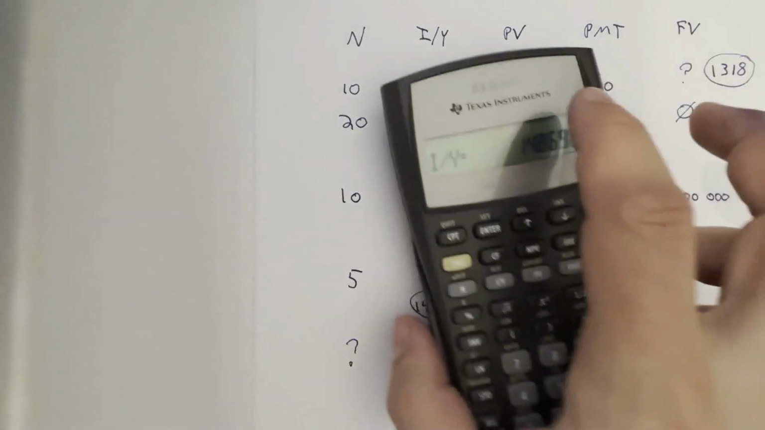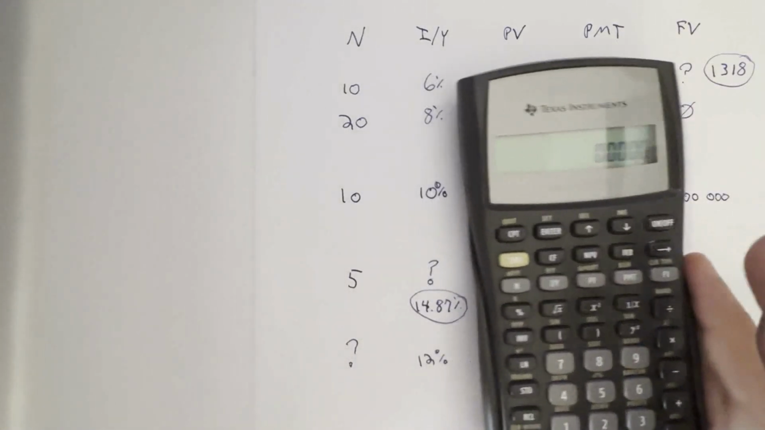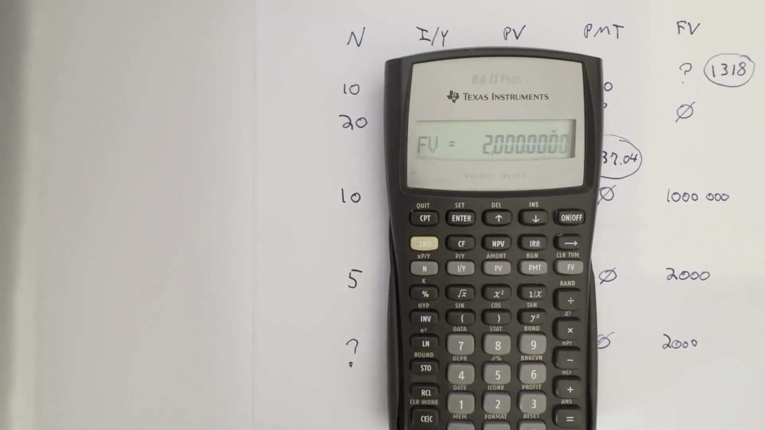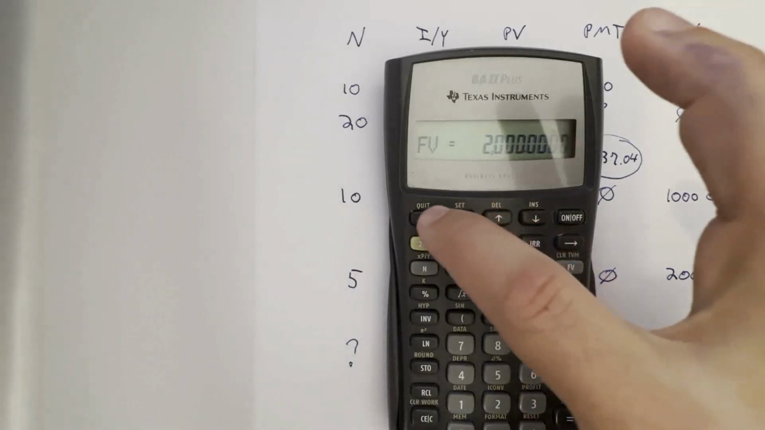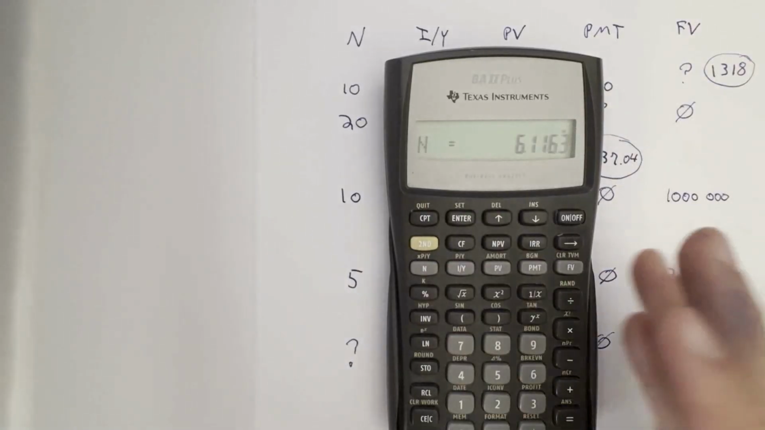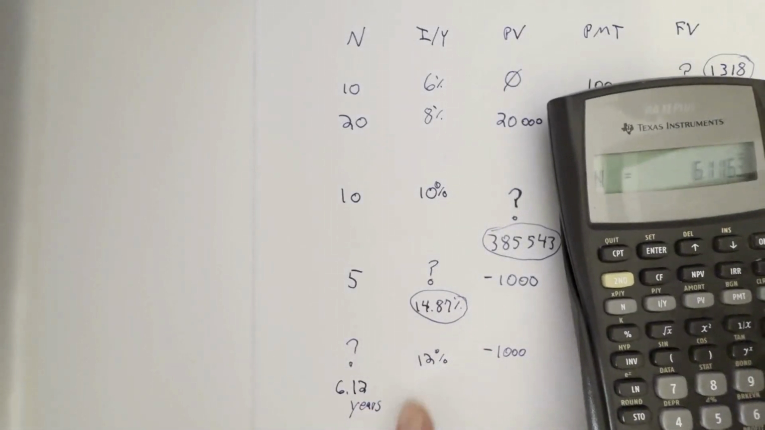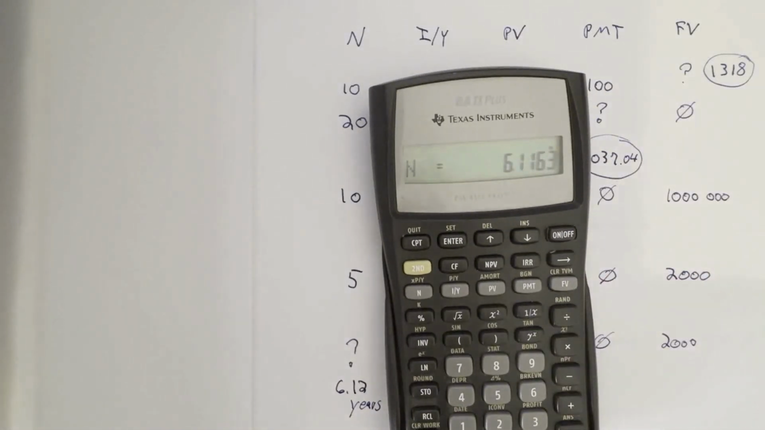So again, we take out our calculators. We're looking for n. We're starting with 12% I/Y, $1,000 negative that we're saving today as the present value. There are 0 PMTs, and the future value is $2,000. So we've entered the information. We now want to compute for n. CPT n. We need 6.12 years, and I'm rounding it. And that assumes a 12% rate of return, 6.12 years to double our money.